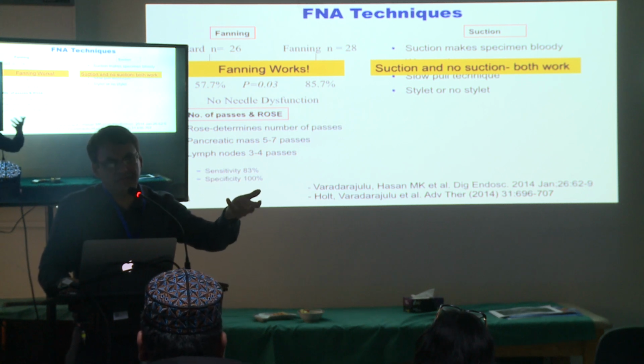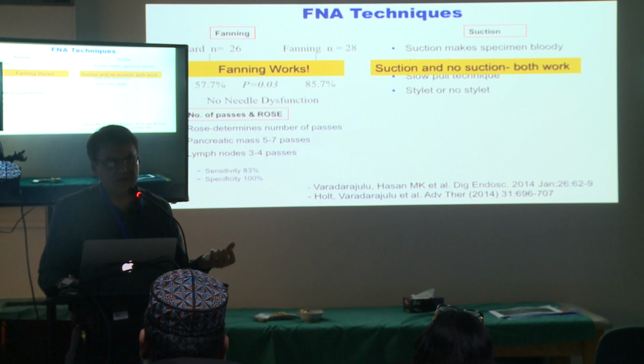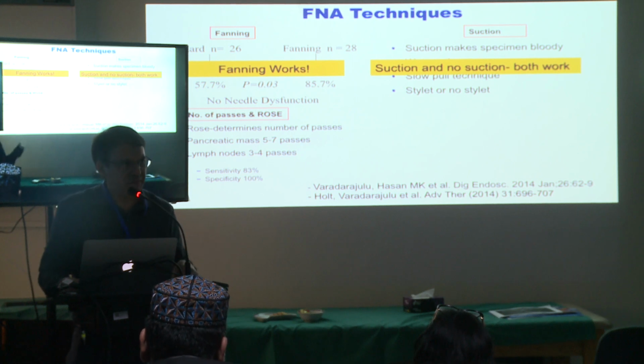usually it was 5 to 7 passes for pancreatic masses. For lymph nodes and metastatic lesions, usually it's 3, 4 passes. You get a good enough specimen. Metastatic lesions, especially in the liver, are very, very cellular lesions, so you don't really need many passes on that.